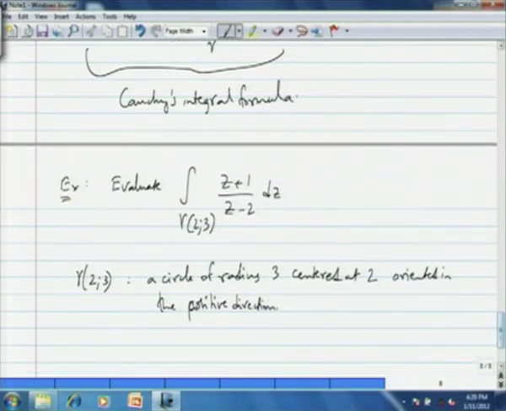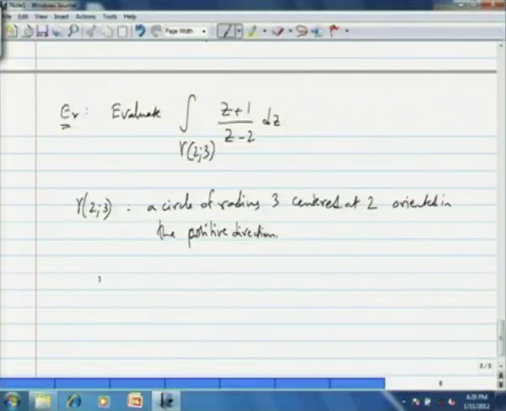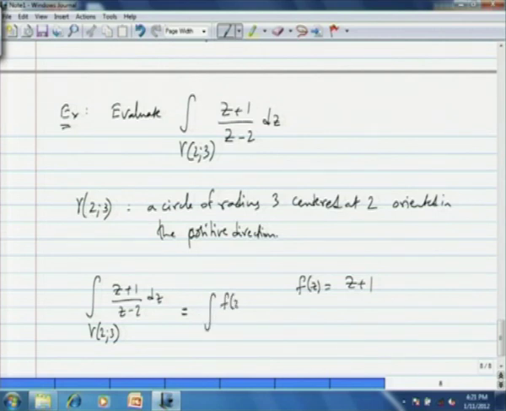Recall that how we parameterize this circle is immaterial because contour integrals are independent of how you parameterize the circle. So, Cauchy's integral formula allows you to think of this as z plus 1 by z minus 2. So, you consider the analytic function z plus 1, and then this integral can be thought of as integration of f of z by z minus 2 dz. So, considering the appropriate analytic function is important. Clearly, that function z plus 1 is an entire function. Recall, an entire function is analytic on all of the complex plane. So, it is definitely analytic on gamma and on the inside of gamma.